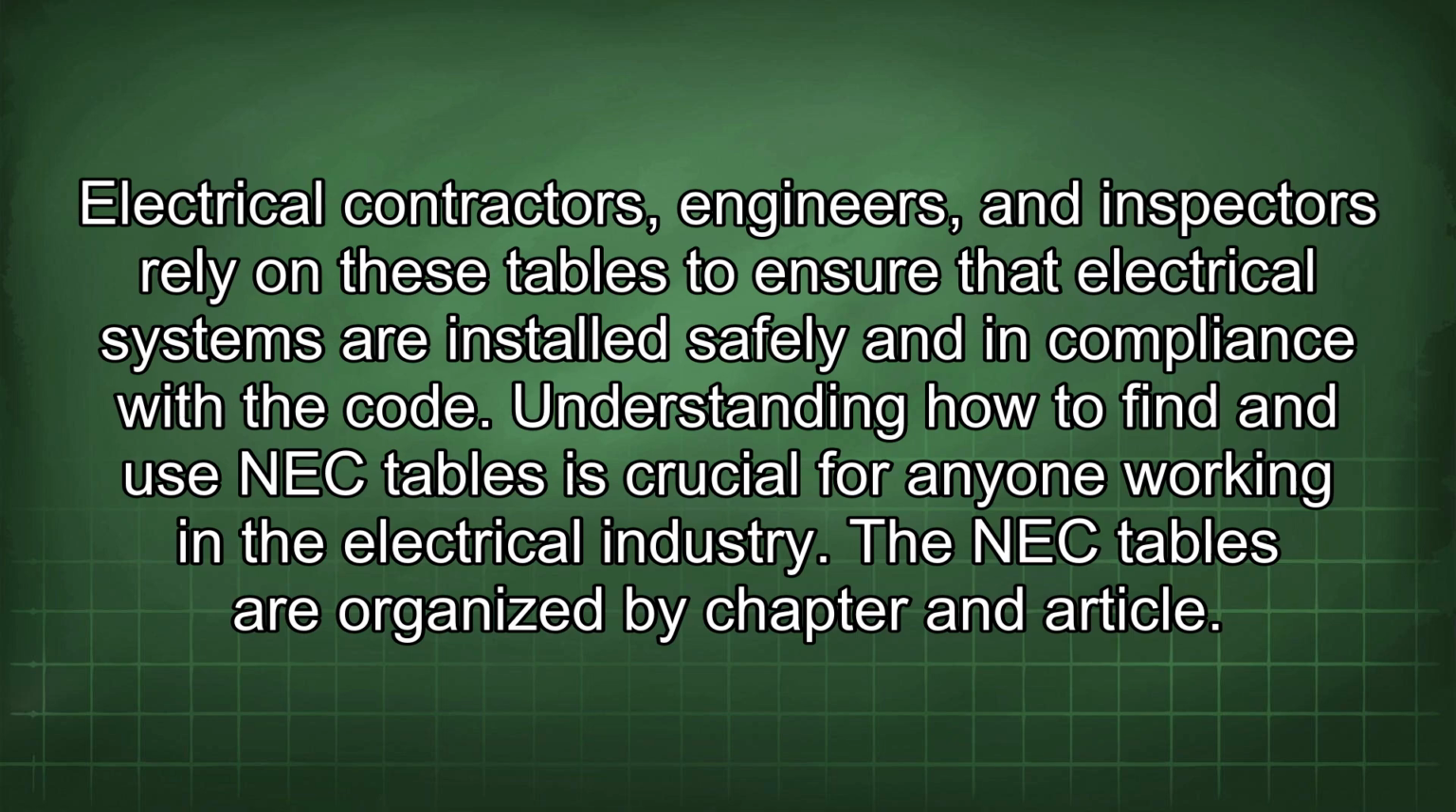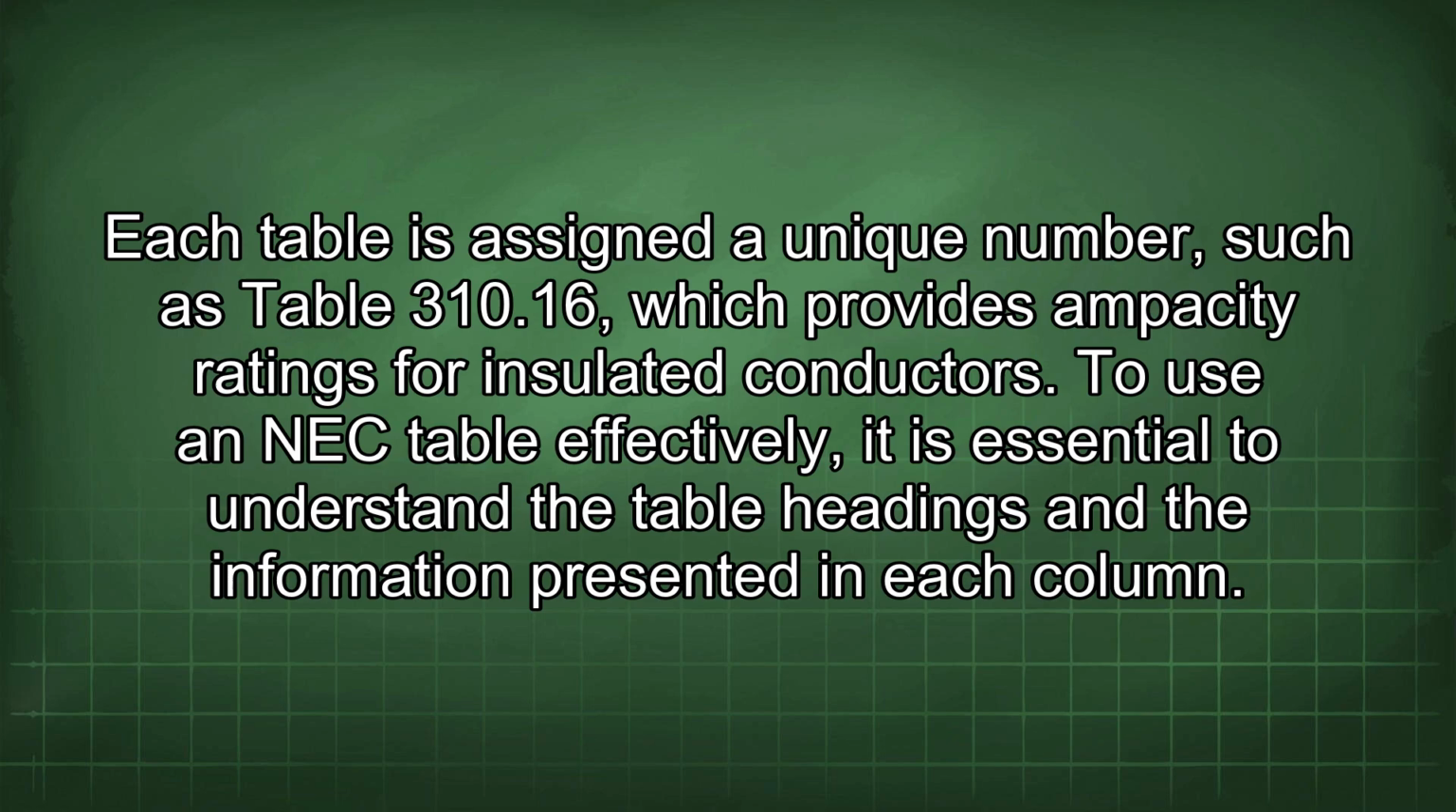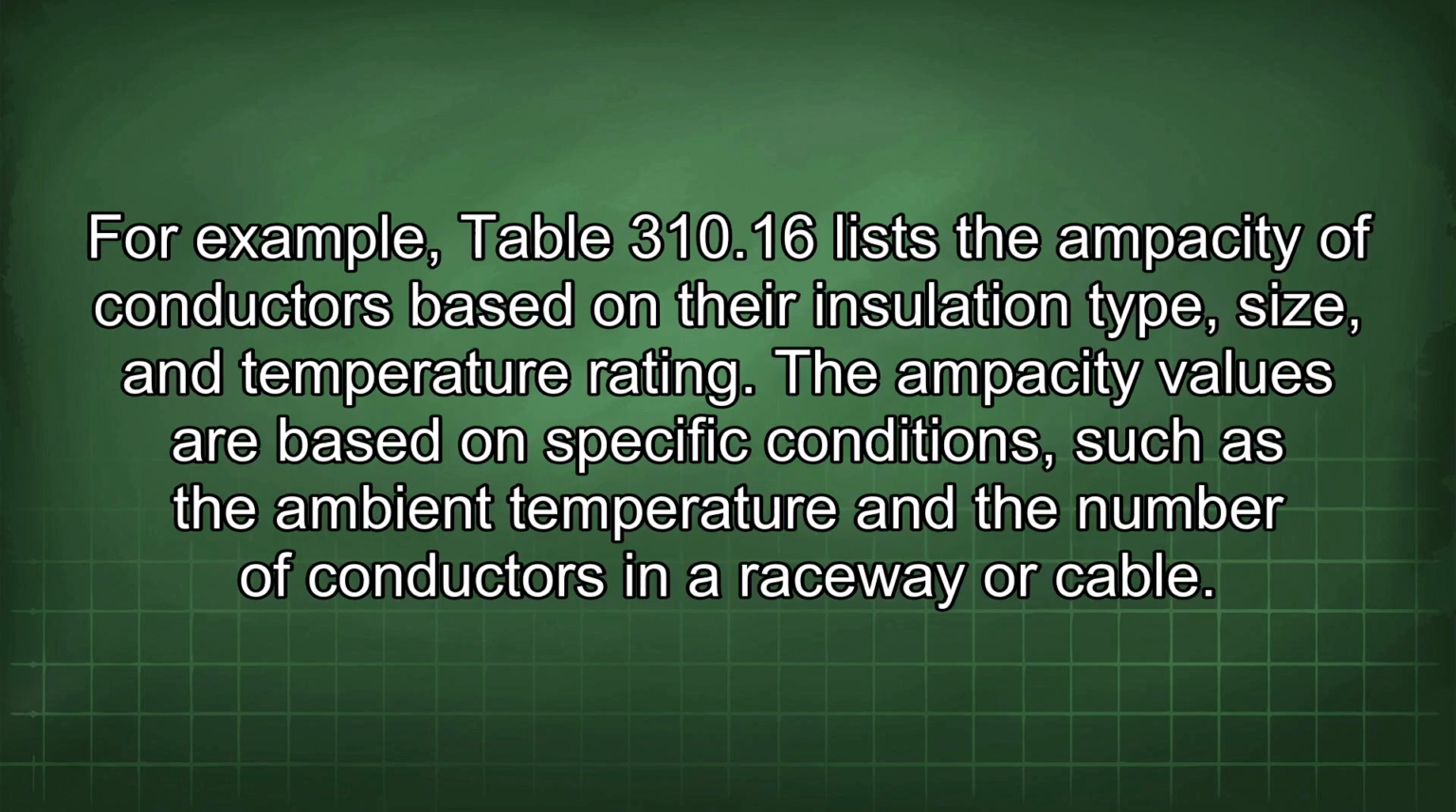The NEC tables are organized by chapter and article. Each table is assigned a unique number, such as Table 310.16, which provides ampacity ratings for insulated conductors. To use an NEC table effectively, it is essential to understand the table headings and the information presented in each column. For example, Table 310.16 lists the ampacity of conductors based on their insulation type, size, and temperature rating.